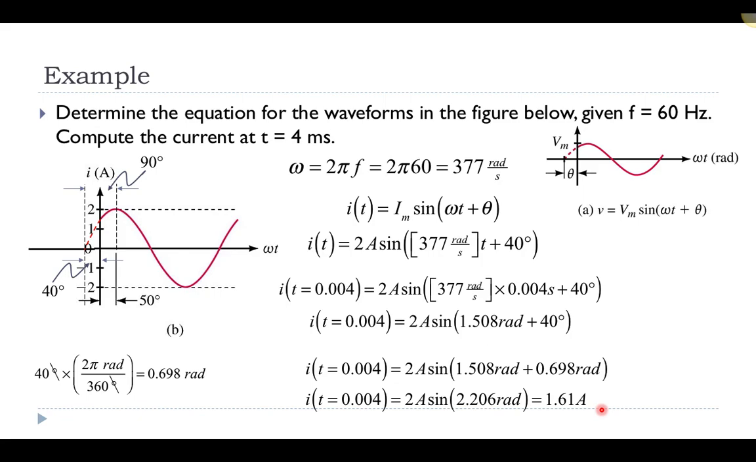And so again, 4 milliseconds is like a quarter of a cycle, and so it's going to make sense because it's going to be somewhere over in here. So 1 complete cycle, of course, is this whole thing. Halfway is somewhere over here, and then a quarter is somewhere over here. So that value of 1.61 is probably someplace over here, which makes sense.